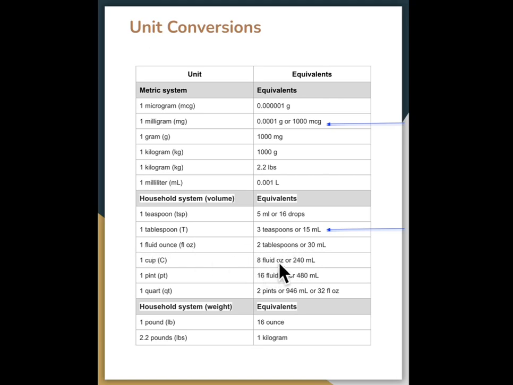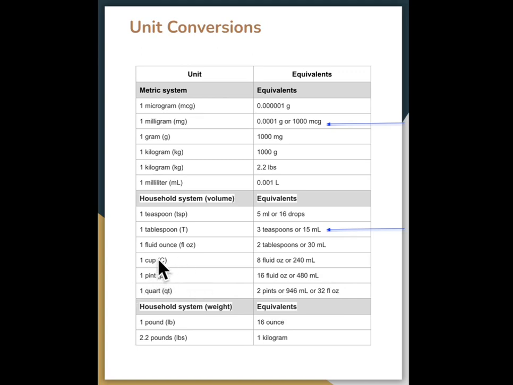Now here we are at 8 ounces or 240 mils equals a cup. And then 16 ounces or 480 mils is a pint. But how often do you administer something, or have the patient administer something at home, that's around 16 ounces? It's a possibility, depending on what you've got going on here. But there's an equivalent there. And 2 pints equals a quart.